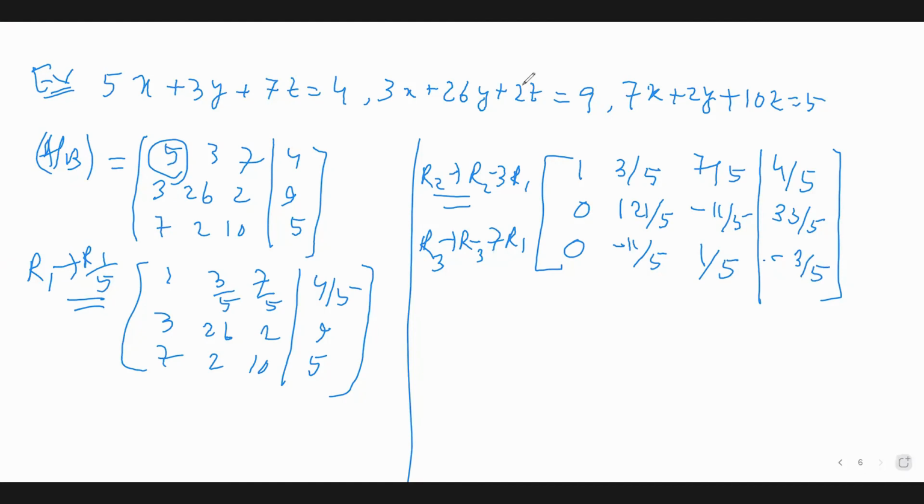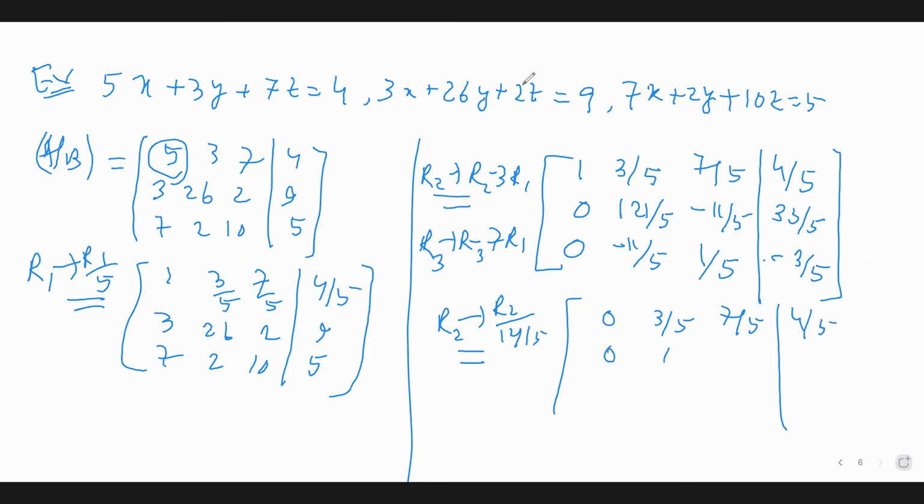Next pivot? The next pivot is 121 by 5. Replace row 2 by row 2 times 5 by 121: 0, 3 by 5, 7 by 5, 4 by 5. This becomes 1, minus 11 by 121, which is minus 1 by 11, then 5 by 33, 5 by 121, 11 11 33, 3 by 11.